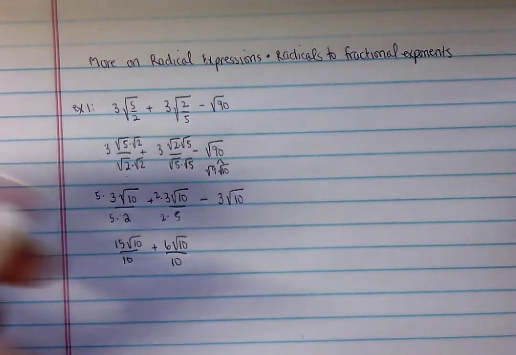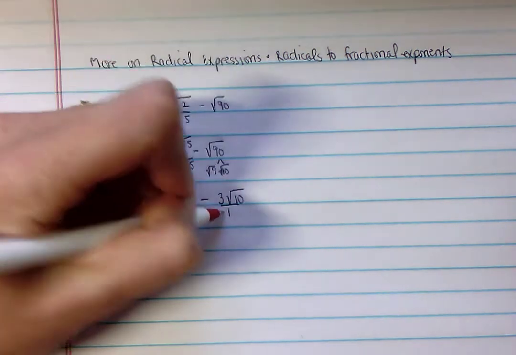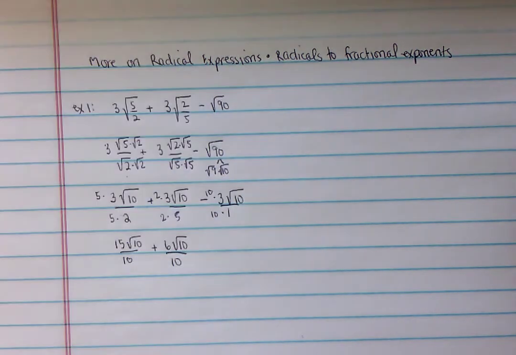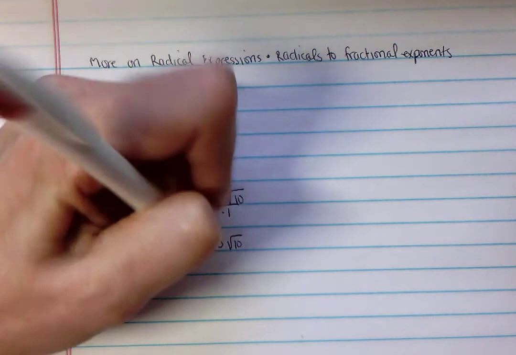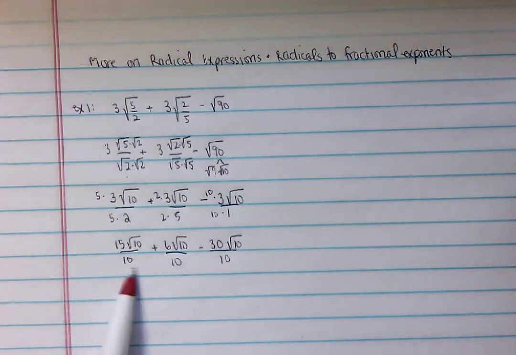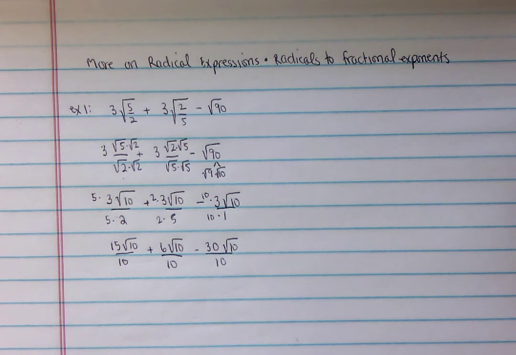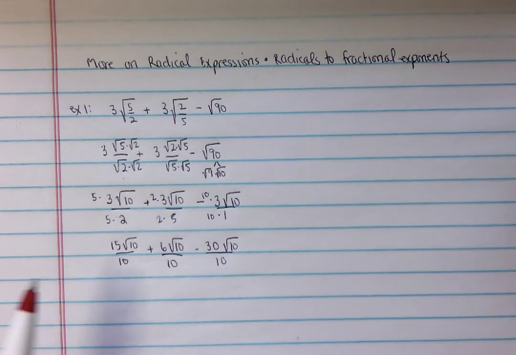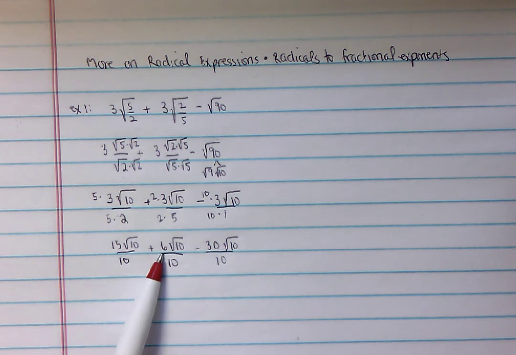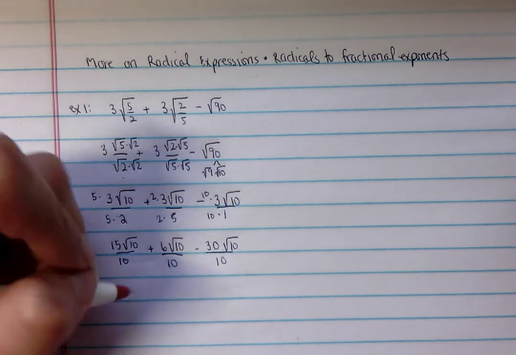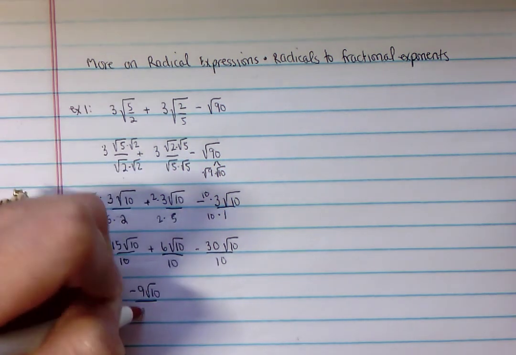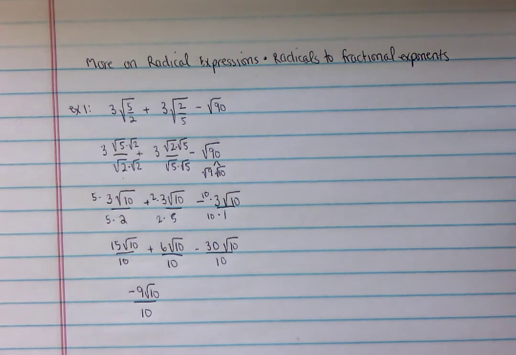This one is really over 1 right now, so I'm going to have to multiply top and bottom by 10. And so I'm going to get minus 30 root 10 over 10. And now that we have common denominators, and they all have root 10s, we know we can combine them all on the top and put them over 10. So 15 plus 6 is 21 root 10. 21 root 10 minus 30 root 10 is negative 9 root 10, and they're all over 10. And that's the final answer. We can't simplify it anymore.